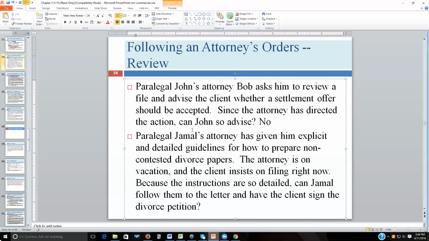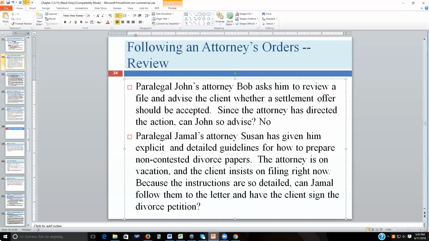As written. Now we have paralegal Jamal. His attorney is, we'll say, Susan. Okay, so Susan has given Jamal explicit and detailed guidelines for how to prepare non-contested divorce papers. Susan is on vacation and the client insists on filing right now. Because the instructions are so detailed, can Jamal follow them to the letter and have the client sign the divorce petition? No. Again, Jamal can prepare the papers according to Susan's directions, email it, or fax it, or whatever to Susan wherever she might be, or to whatever attorney Susan has delegated, who Jamal can contact in Susan's absence, get approval, and then Jamal can present it to the client.